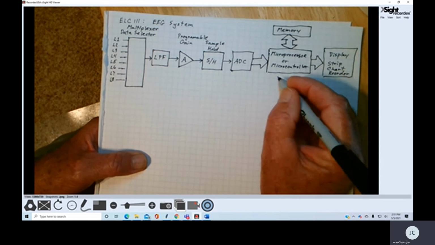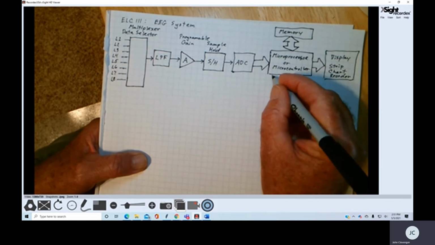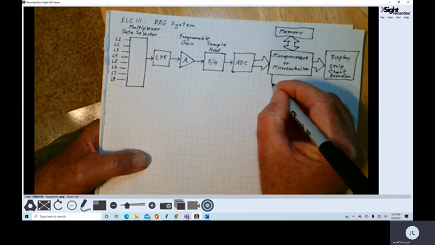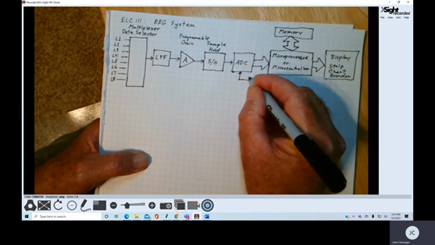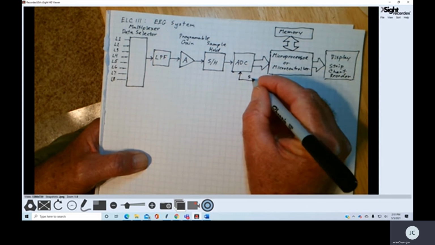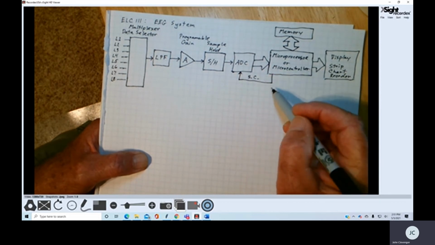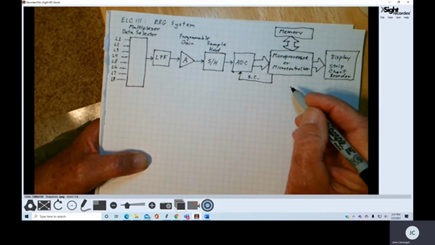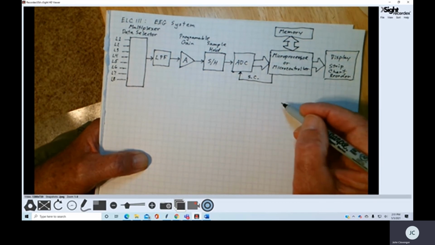So as we talked about in the analog to digital converter presentation, we're going to have to send a signal to the analog to digital converter that was labeled then to be our start conversion signal. So the microprocessor has to tell the analog to digital converter when to actually perform a conversion.